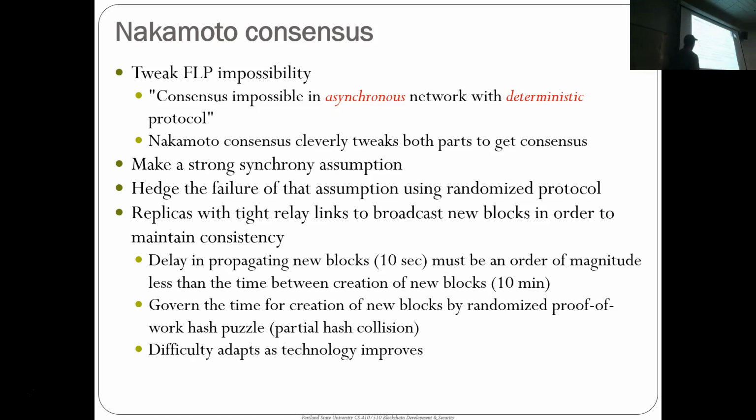Okay? And then because technology is always going to improve, you have to adapt the puzzle to make sure that you're always achieving 10 minutes. So initially, I forgot how many zeros were in the blockchain. Was it 18 zeros? Initially, that was like under a dozen zeros was the hash puzzle. But then because people started building custom hardware to solve the Bitcoin hash puzzle, you see that number of zeros start to increase as the hardware has been made more efficient.